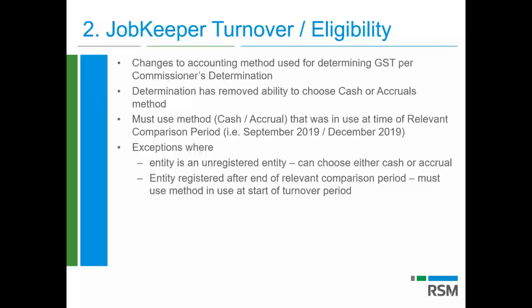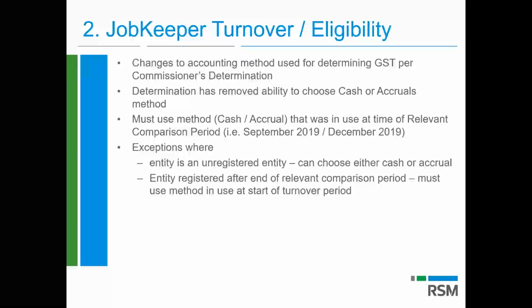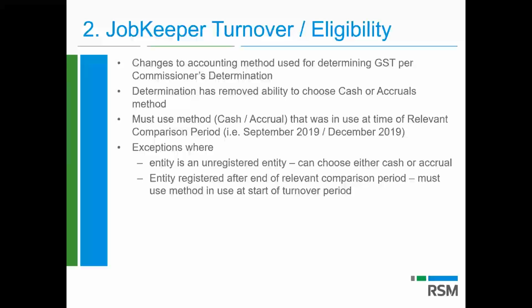There are, however, two exceptions. An entity that is unregistered for GST at all times, so is not registered now and has never been registered, may choose either the cash or the accruals method. The other exception is an entity that registers for GST after the end of the relevant comparison period. So using the September to September period, this might be an entity that registered on or after the 1st of October 2019. It would then use the GST accounting method it applied at the start of the turnover test period, being 1 July 2020.